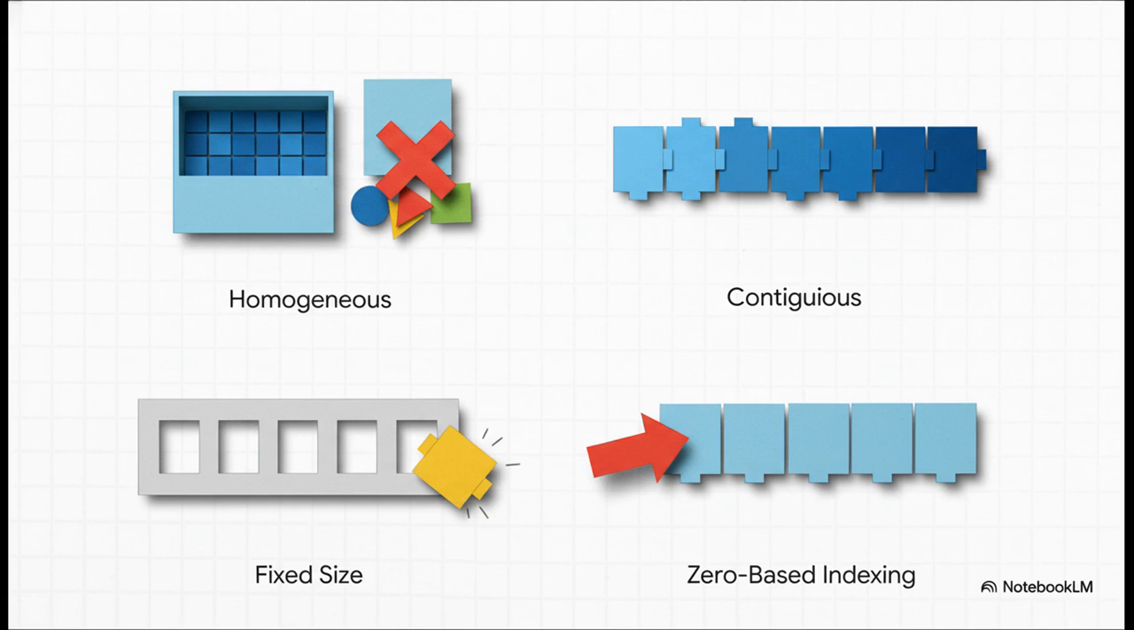Third, the size is fixed. Once you decide how big your array is, that's it. It's not going to change. And finally, and listen up because this is a big one, especially if you're new to programming, indexing is zero-based. The first element is at index 0, the second is at index 1, and so on. Seriously, remember that one. It trips up so many beginners.